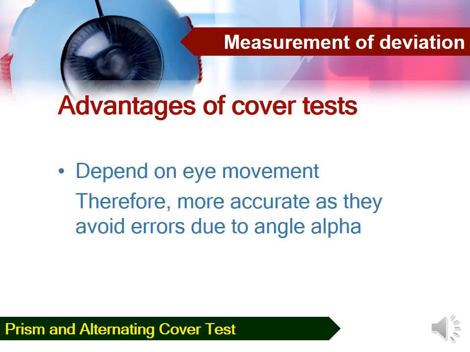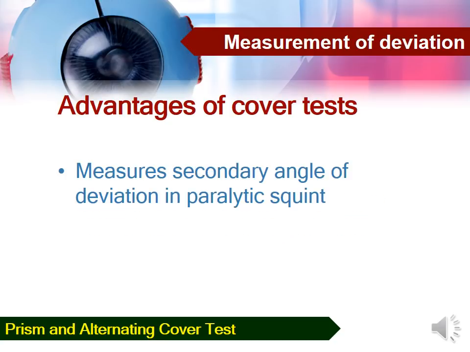They also depend on the eye movement, not the corneal reflex, so they are more accurate as they avoid errors due to abnormalities in angle alpha. The cover test can also measure the secondary angle of deviation in paralytic and restrictive strabismus, but we are going to discuss this in a separate presentation later on.